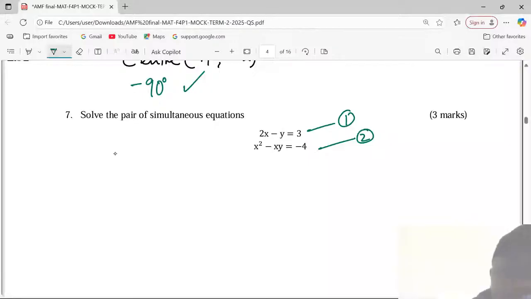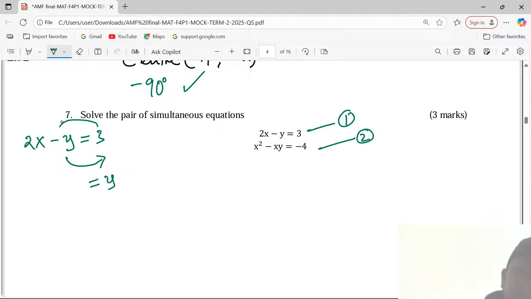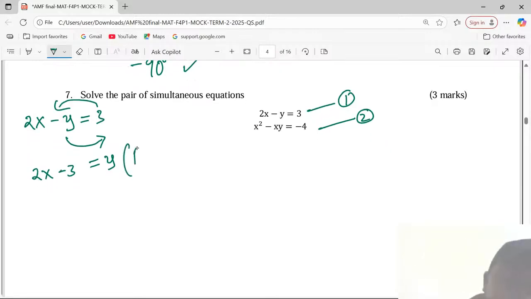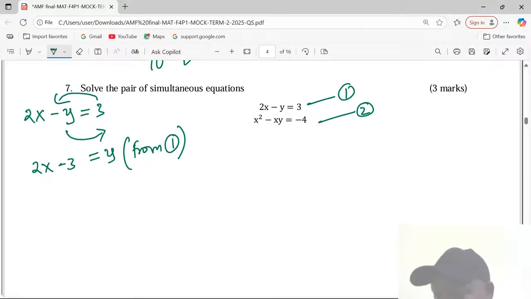So from equation 1, which says 2x minus y equals 3, we can choose to bring y to the right-hand side such that it is positive. Then 3 goes to the left such that it is also negative. So from equation 1, the value of y can be expressed as 2x minus 3. And that means we can substitute it in equation 2.